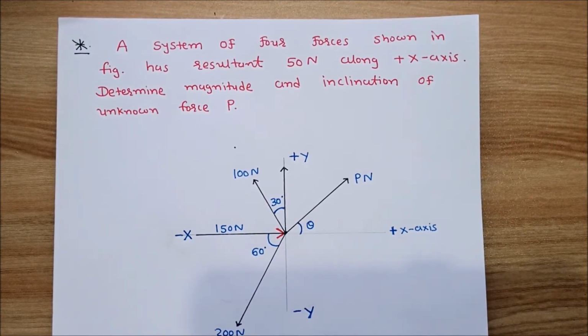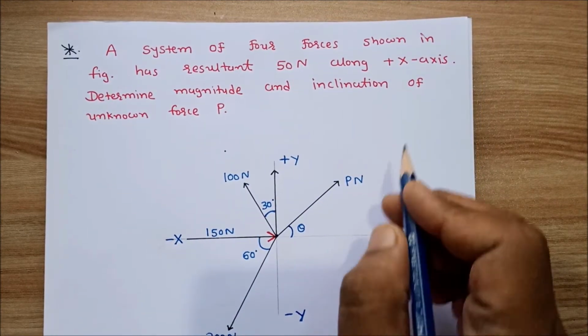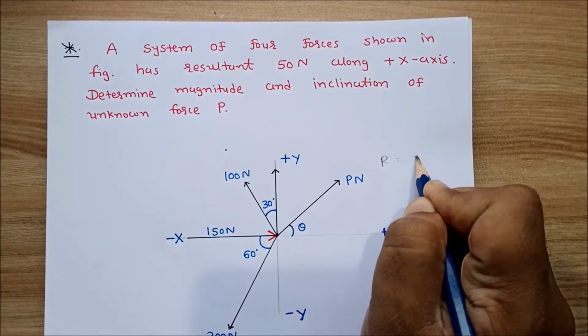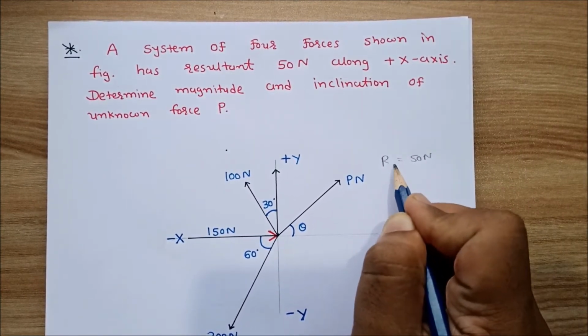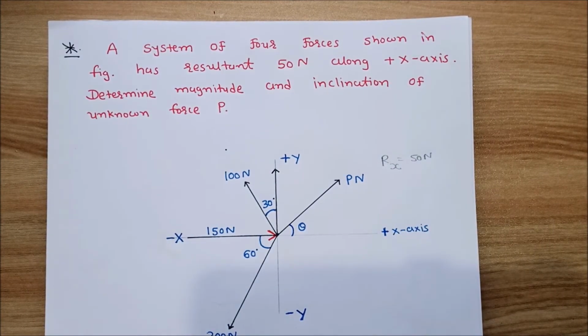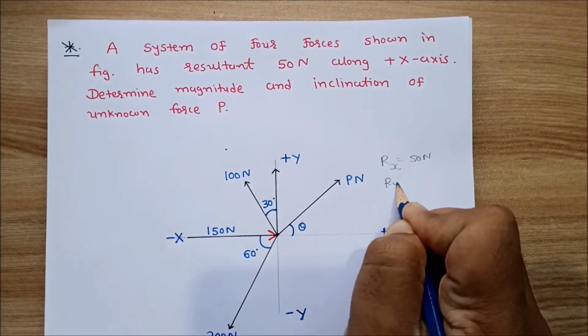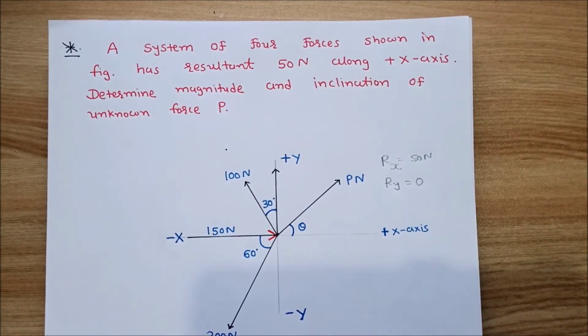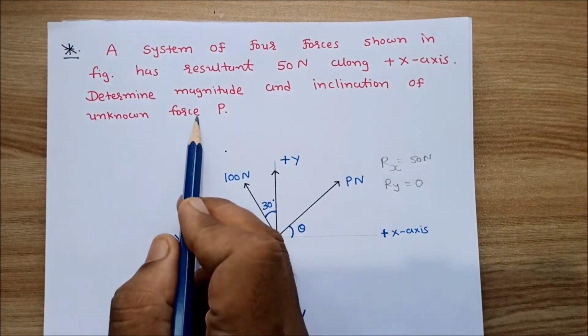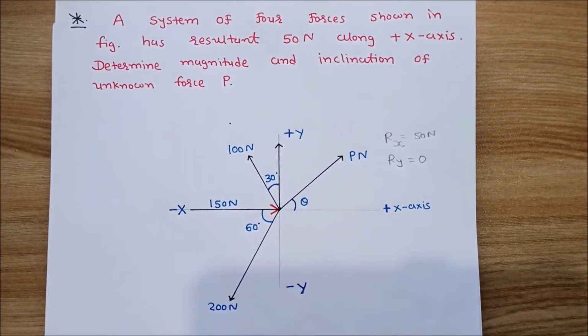And in our question, the data given is a resultant of 50 Newton along the x-axis. That means the value of the resultant is 50 Newton, and since it is along the x-axis, Rx is 50 Newton. Resultant force is a combination of Rx and Ry. Here the resultant force acts along the x-axis, so the resultant along the y-axis, Ry, is 0. We have to determine the magnitude and inclination of the unknown force P, that is, find the unknown force P and angle theta.